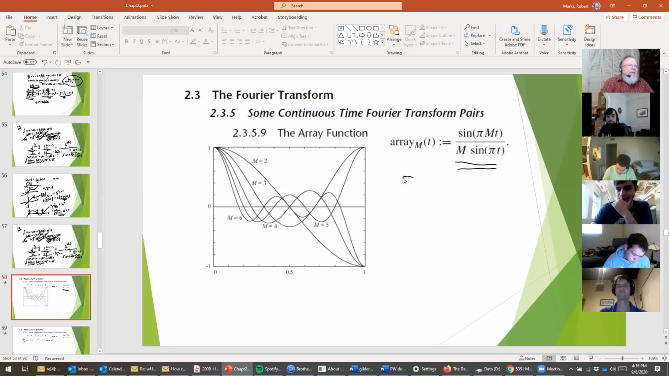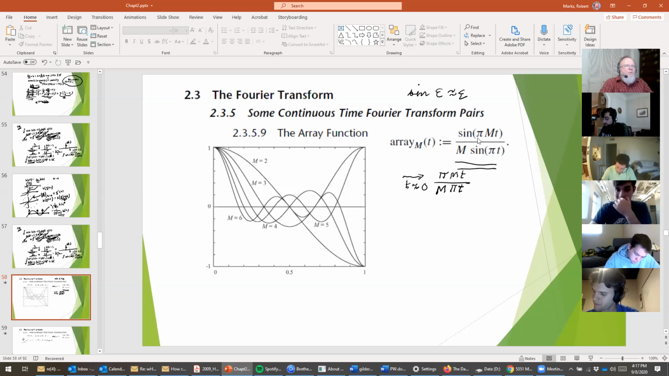What does this look like if t is about equal to 0? Do you remember that the sine of a small angle, the sine of epsilon, is about equal to epsilon? Do you recall that from trigonometry? Okay, so as t goes to 0, this thing is going to go to pi m t over pi t.